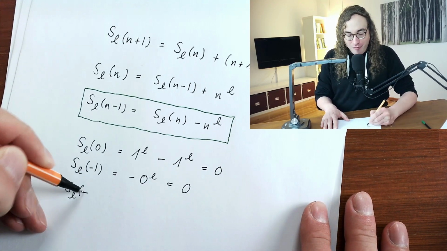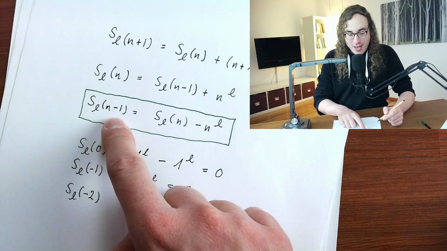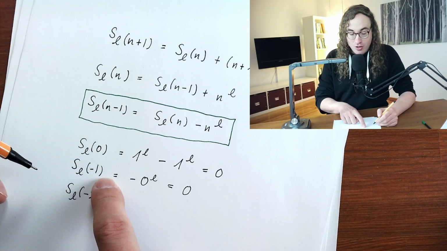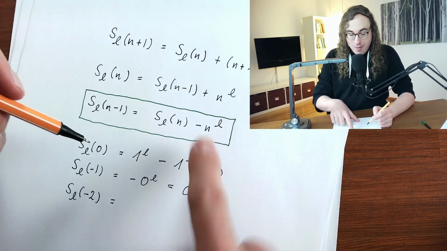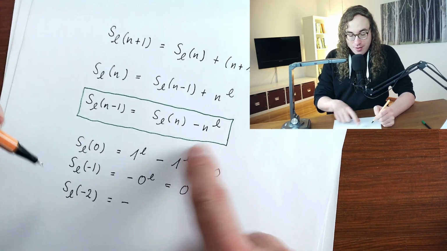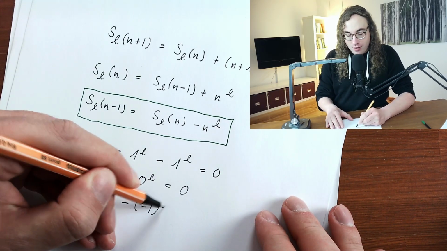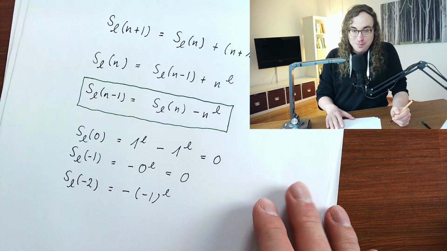So SL of minus 2. Now n is minus 1. So this is the same as SL of minus 1, which I just computed to be 0. Minus, okay, and now something happens. n was minus 1, so this is minus 1 to the L. So you see, finally something is happening.